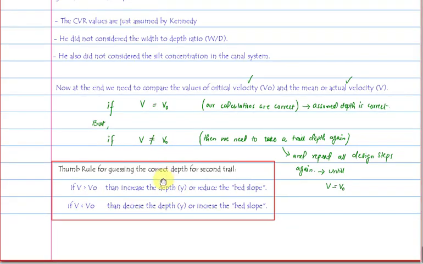So that's it. In next class, we will practically solve a problem by using these methods, these design steps, and we will try to design an alluvial canal.